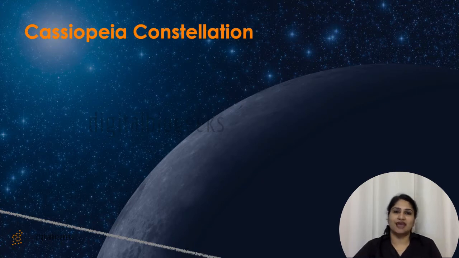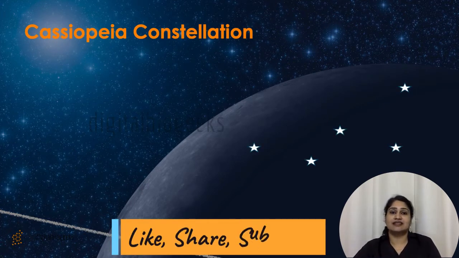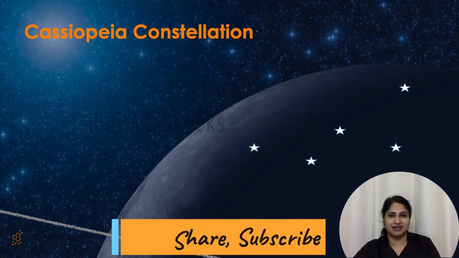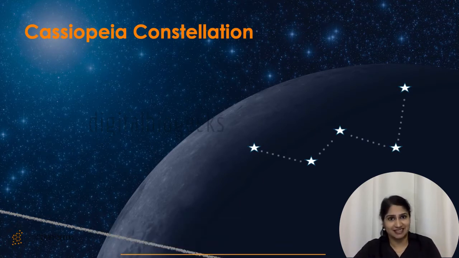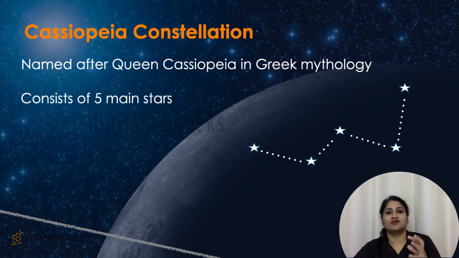Let's move on to Cassiopeia Constellation. This Cassiopeia Constellation is visible in the northern sky. It is visible during winter late evenings. And it is named after Queen Cassiopeia in Greek mythology, who boasted about her beauty. It contains 5 main stars. It appears to be in the shape of an M or W.